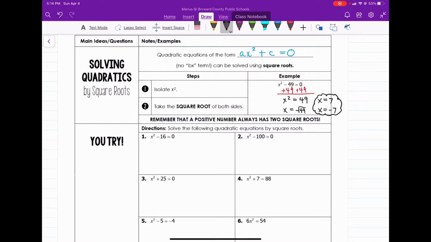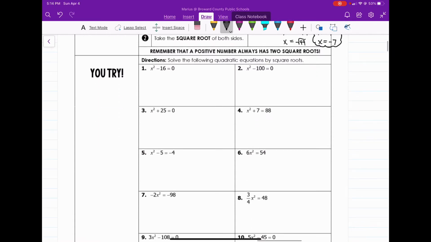Simple as that. For the example here, I added 49 to both sides. I had x squared equals 49. Then I took the square root of both sides. The square root of x squared is x. The square root of 49 is positive 7 and negative 7. So x equals positive 7 and x equals negative 7. Let's go through and do a few of these problems here.